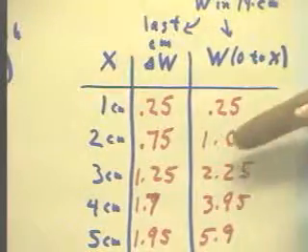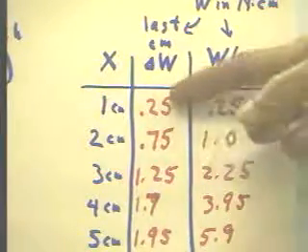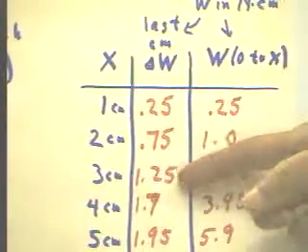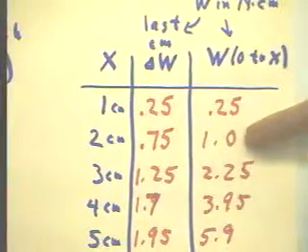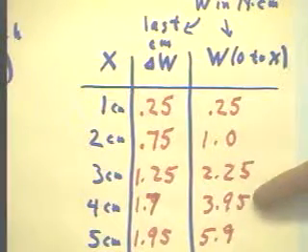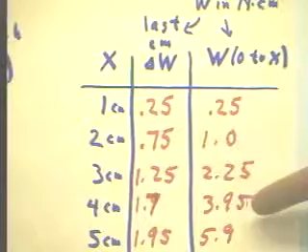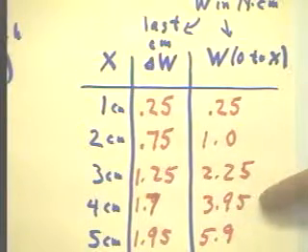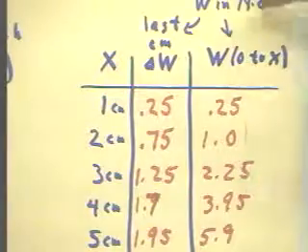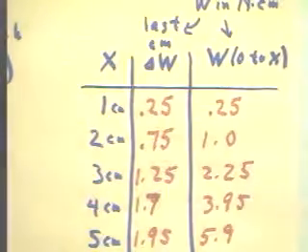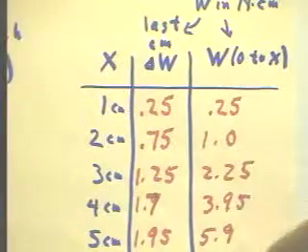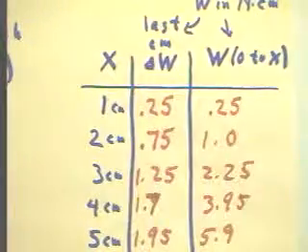And we're going to get 1.0, the 0.25 and the 0.75. Similarly, from 0 to 3 centimeters, we're going to add the 1.25 to what we had up to 2 centimeters. We're going to get 2.25. Up to 4 centimeters, adding the 1.7 to the total, we get 3.95. Adding the 1.95 to that, we get 5.9 Newton centimeters of work to each of those points there. We have a table that gives us the work to the point versus the position of the point.